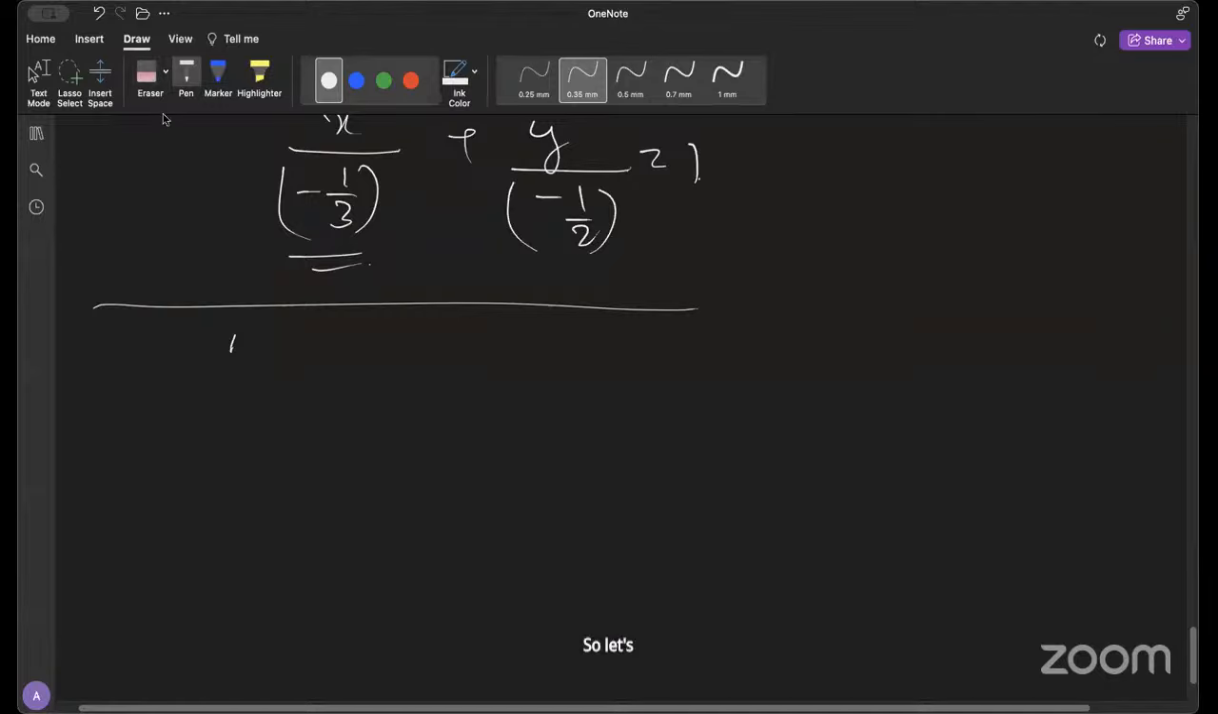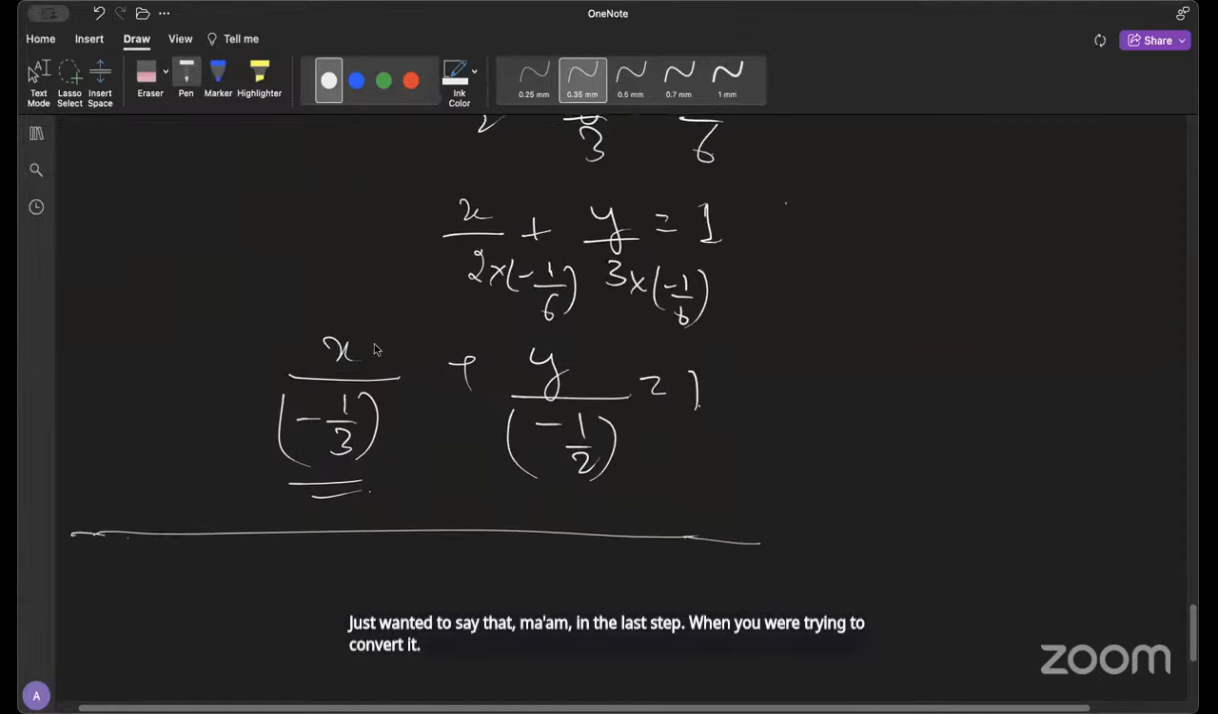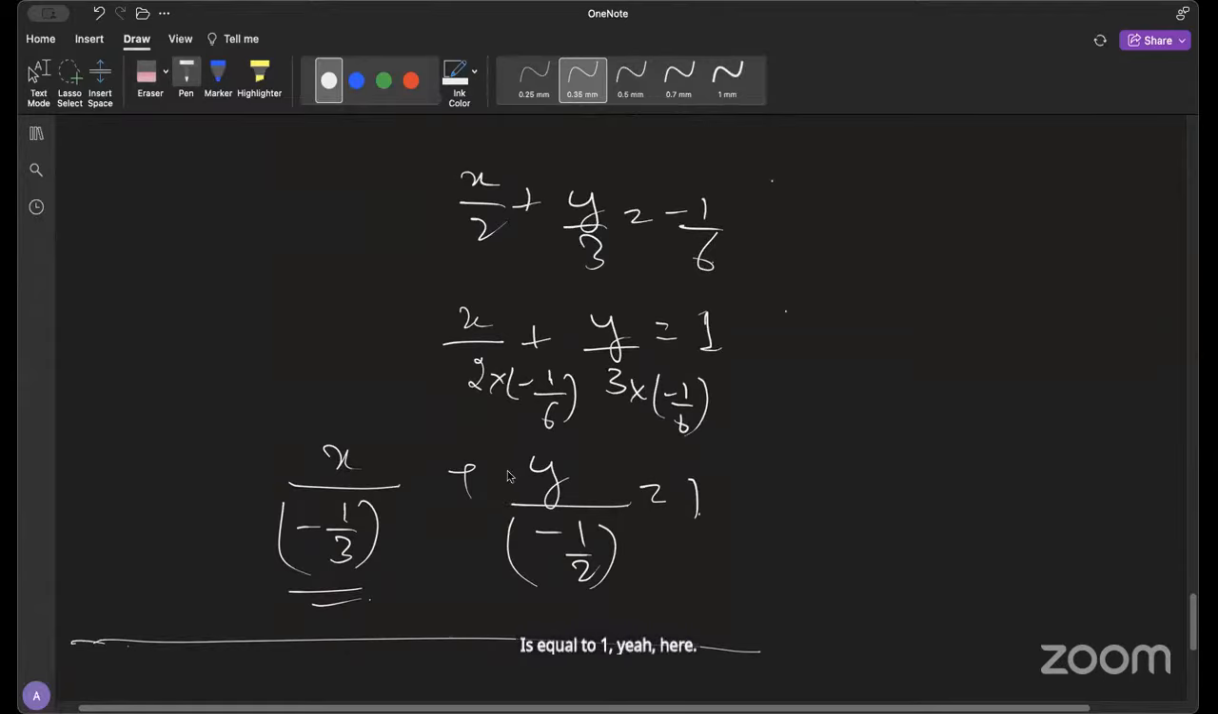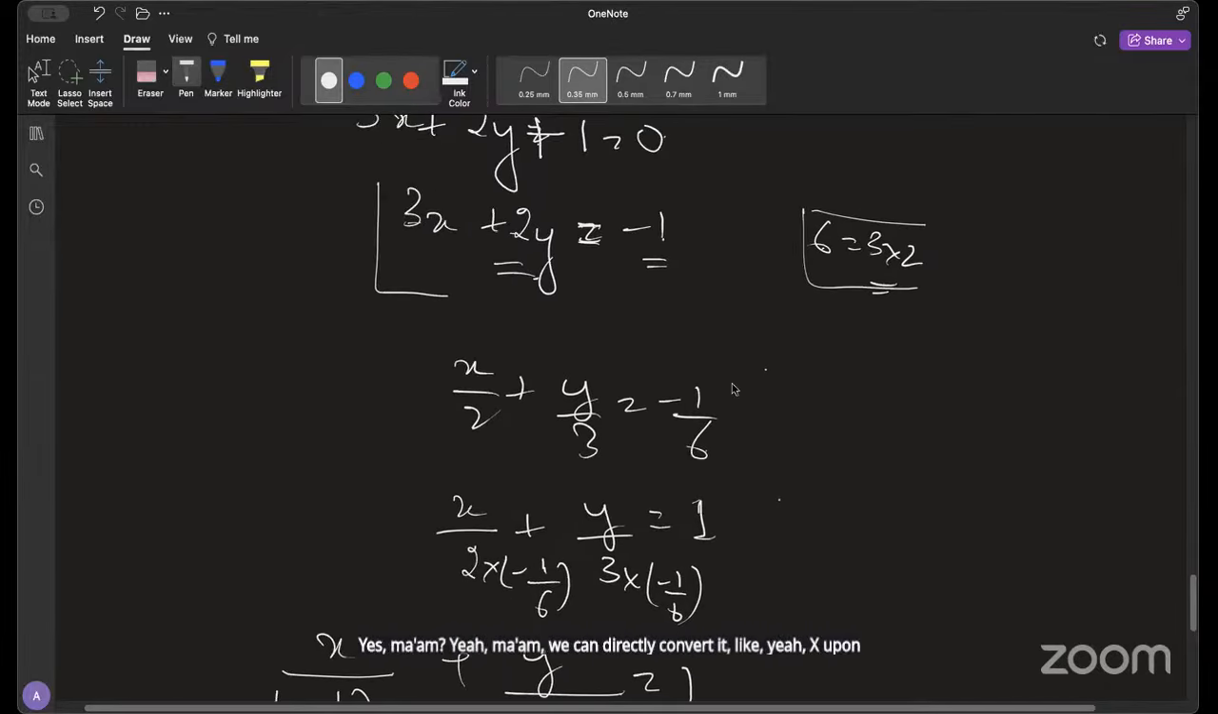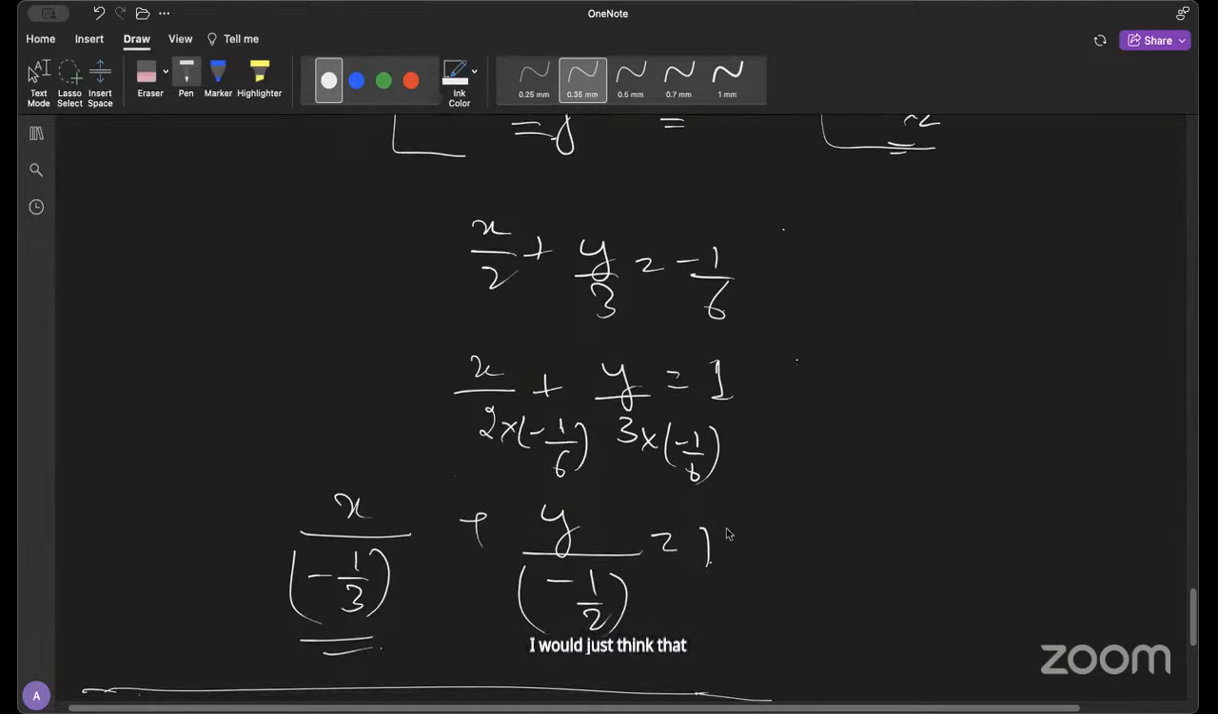Just you wanted to say that, ma'am, in the last step, when you were converting it, 3x plus 2y is equal to -1 in this equation. When you convert it, it would become minus 3x minus 2y is equal to 1. Yes, you can also do that. We can directly convert it, x upon -1/3, y upon -1/2.